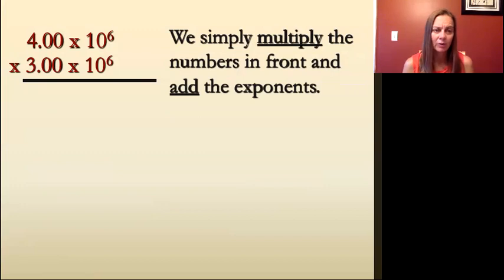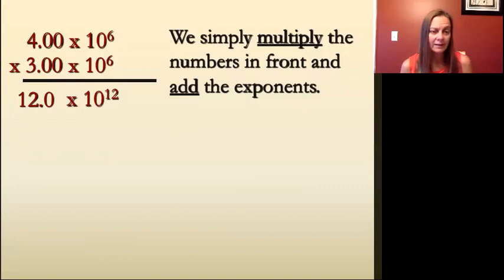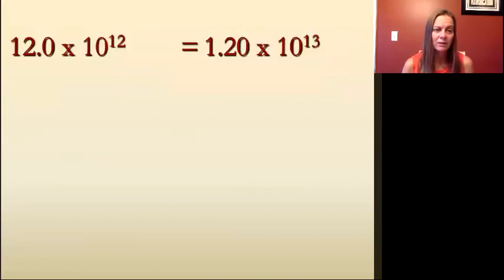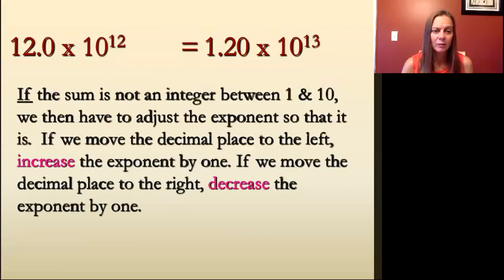So in this example, we have 4 times 10 to the sixth times 3 times 10 to the sixth. So we're going to multiply the numbers in the front. It's going to give us 12. And then we're going to add the exponents. That's going to give us 10 to the 12th. Now, that is a valid number, but it is not standard scientific notation. So in order to get this into standard scientific notation, we're going to move the decimal place 1 to the left. When we move the decimal place to the left, we're going to increase that exponent by 1. If we move the decimal place to the right, we're going to decrease the exponent by 1.